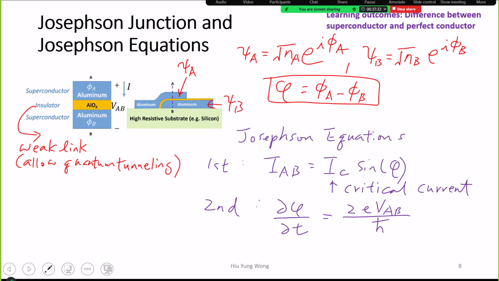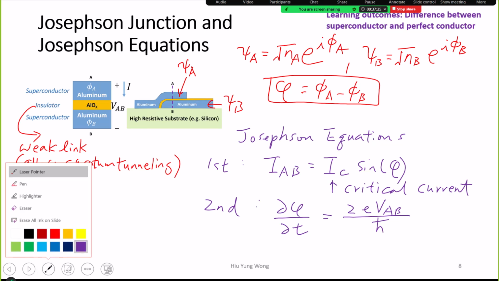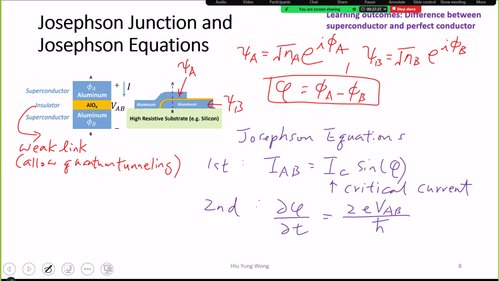Now here let's introduce a quantity, which is called, maybe I'll put it in the next slide, that will be better. Can you explain the second equation? Okay. Partial phi, partial t, that is the rate of change of the Josephson junction phase, right? It is proportional to the voltage across this Josephson junction. This is e, the elementary charge, and this is the reduced Planck constant, right?